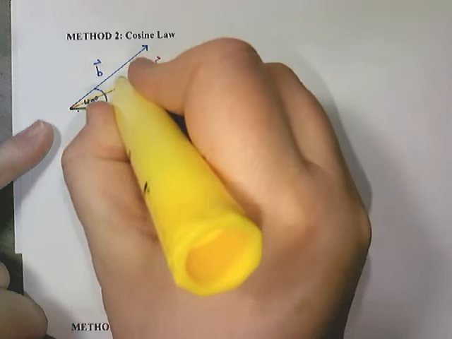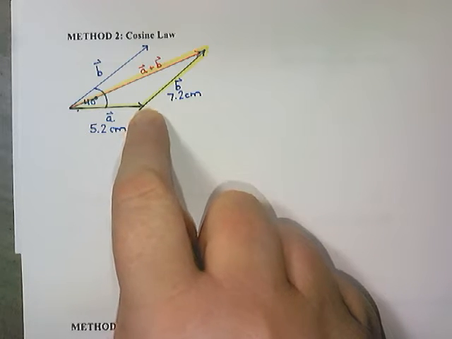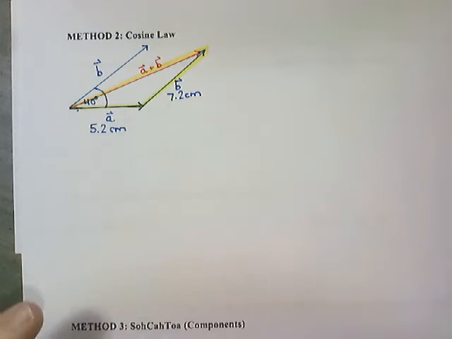Now, when I have two sides, I can find a third side using Pythagorean theorem if it's a right angle triangle. But this is not a right angle triangle. That is not 90 degrees. So what I'm going to need to do is figure out what this angle here is.